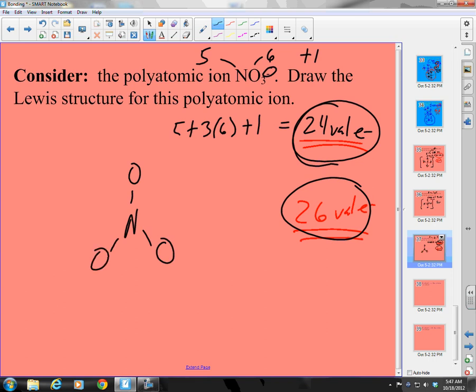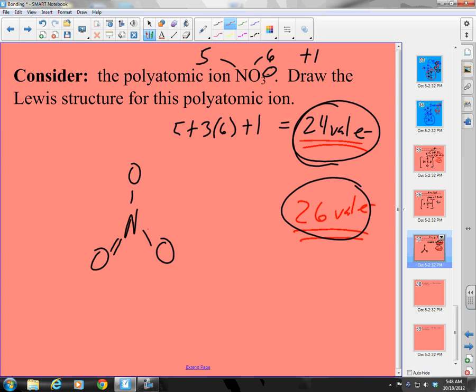Now what did I say to do? Try a double bond somewhere. Where should I put it? You can put it anywhere except for hydrogen, which cannot use a double bond. And we're going to double bond off our central atom, so I'm going to just choose this oxygen here. Now, complete our octets.